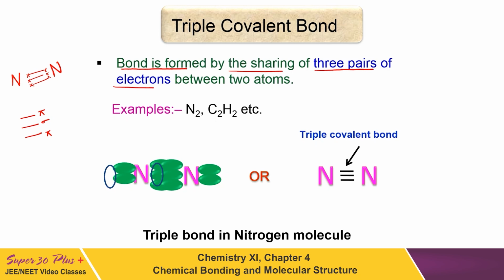And also in C2H2. C2H2 is the ethyne molecule, which looks exactly like this, in which there is a triple bond between carbon and carbon, out of which 1 sigma plus 2 pi bonds, 1 sigma and 2 pi bonds are there, right?